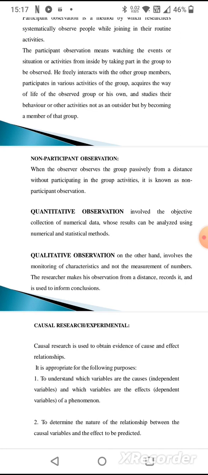numerical data whose results can be analyzed using numerical and statistical methods. Qualitative observation involves the monitoring of characteristics and not the measurement of numbers. Yes, they do that.